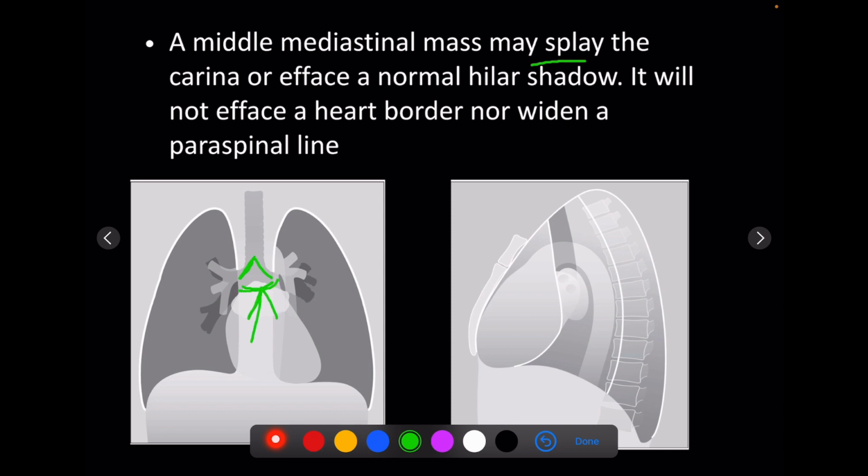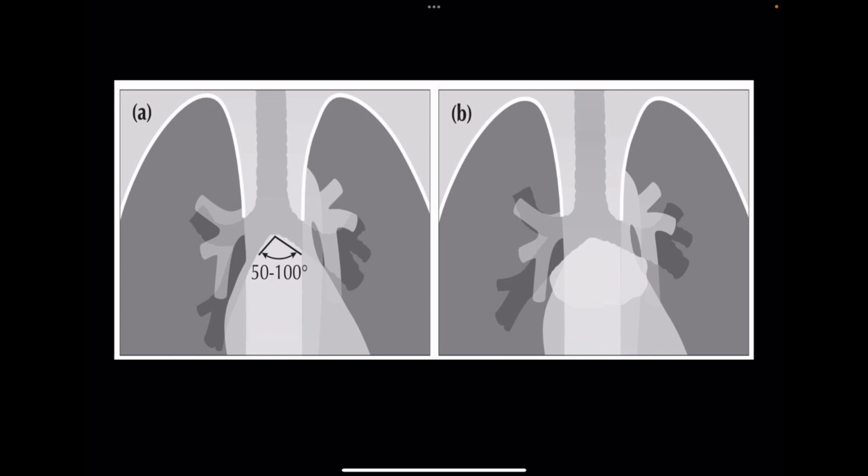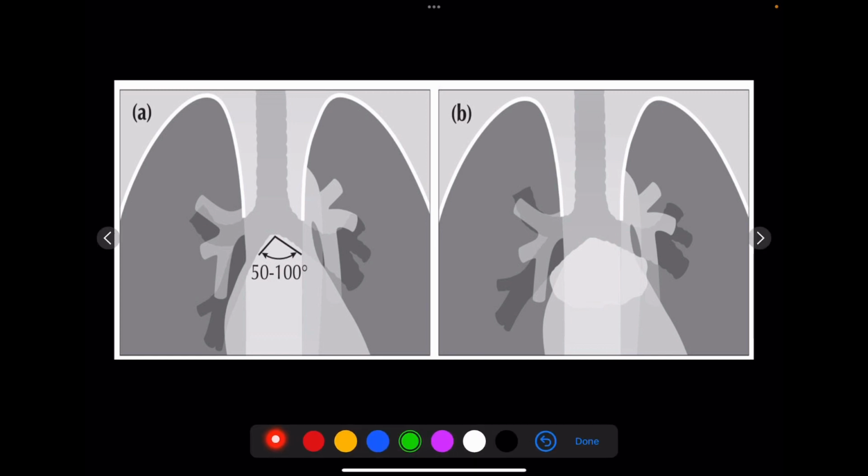So it will splay, meaning it will increase the angle of the carina or efface the hilar shadow. Hilar, not the heart border, nor the paraspinal line. Okay. So this is the normal carinal angle. The normal carinal angle is 50 to 100 degrees, while an angle more than 100 degrees indicates splaying, and this mass is splaying the carinal angle.